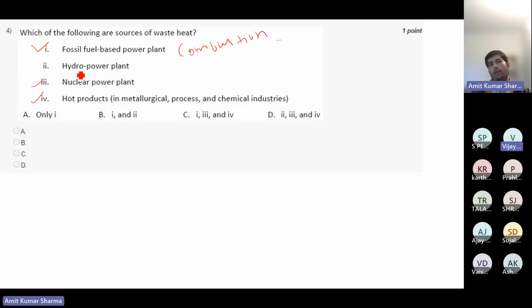Okay. Anyone else? Thank you for your good points. Anyone else want to add something to these points? Can we say that for a hydropower plant we use a renewable source of energy? But the question is asking about the source of waste heat. It's not about renewable sources; a renewable energy source can also generate waste heat. It's about waste heat. You have to think in that perspective.